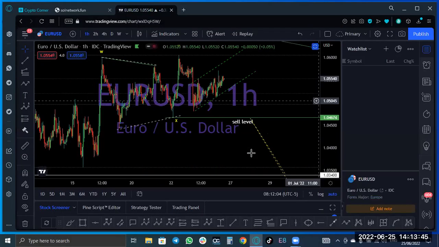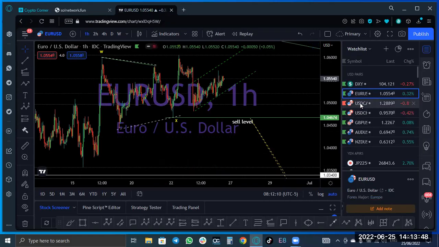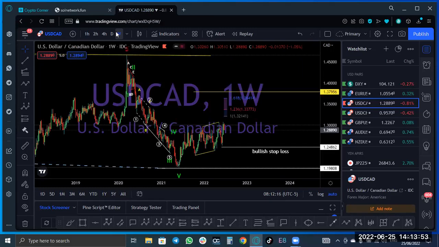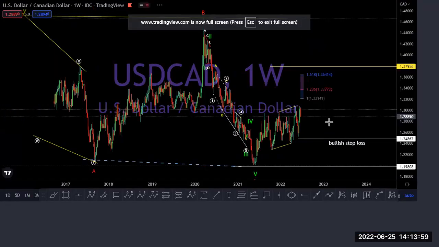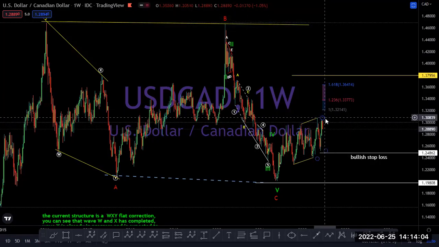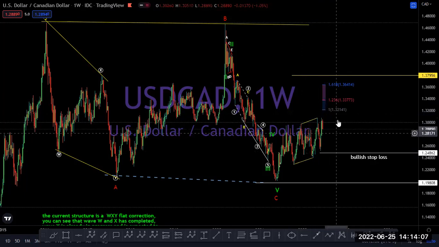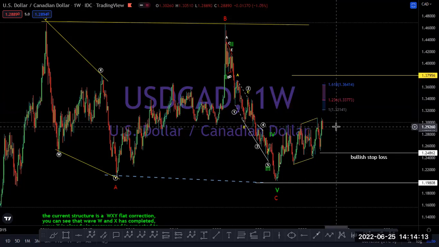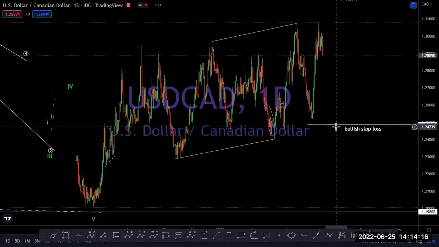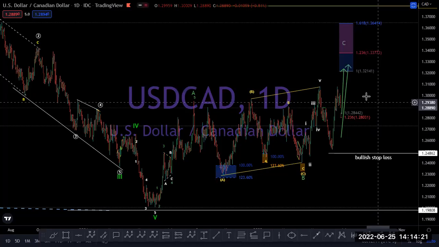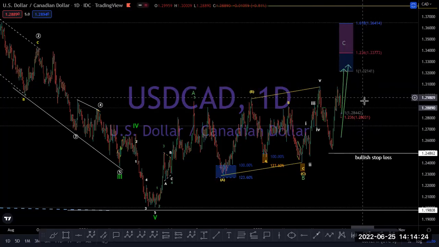Okay, let's go to USDCAD. We can see this move. The idea is that the price will go higher. This is a weekly chart. We expect a higher move based on weekly charts. Let's go down to 4 hours. Sorry, daily. On daily, we are also expecting price to go higher.